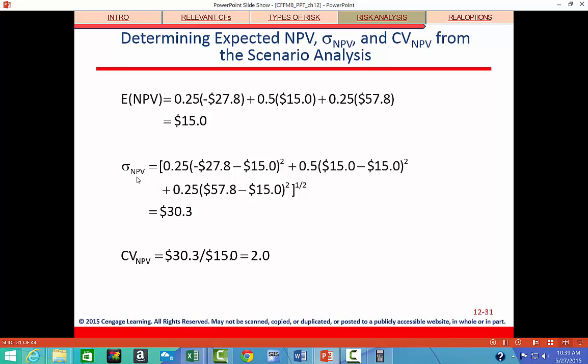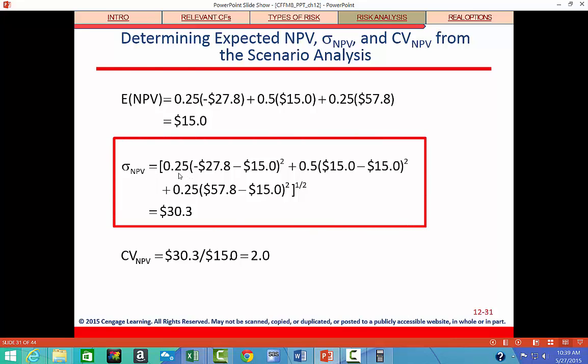And then you could get the standard deviation, because remember, I forget which chapter it was, but where we had the probabilities and we were calculating standard deviation. So you got the first probability, and then you have the first expected NPV minus the overall expected NPV of 15, what we got here. And that's squared. And then you go to the second scenario and the third scenario, and then you just add those numbers up, take the square root, and you get 30.3 or $30,300.